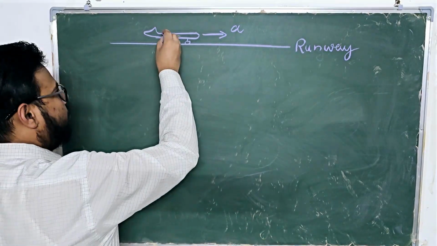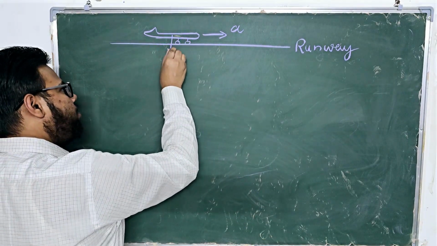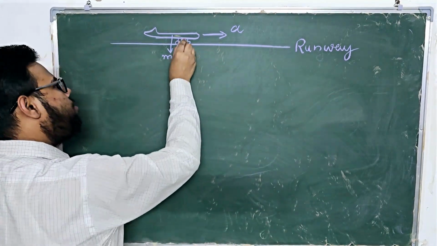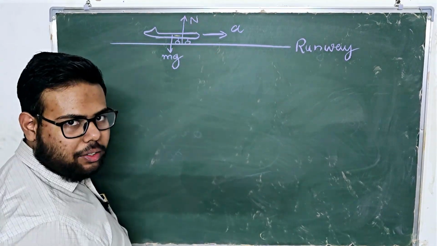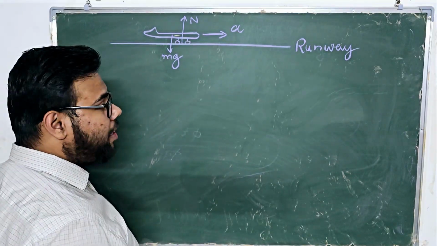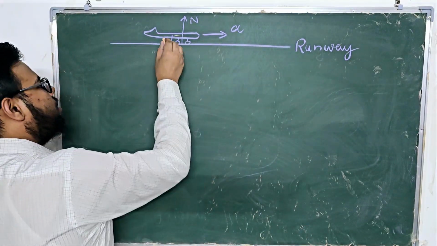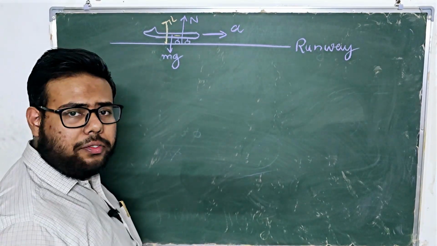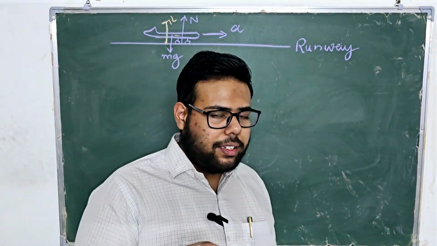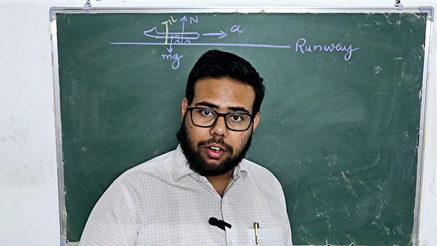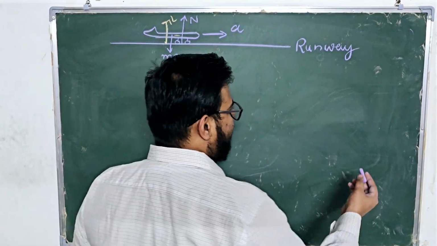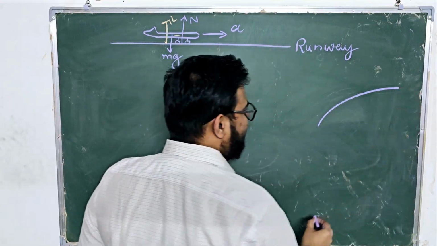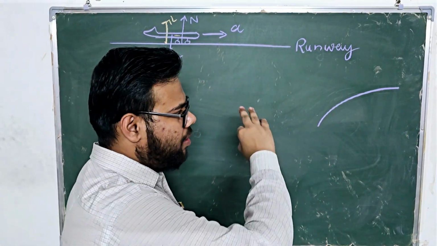Well, there will be an mg force, and since it's on the ground, there will be a normal force N. And there will be a lift force L. Why do we get a lift force? Well, if you have ever seen the wings of an airplane during takeoff, my drawing is not good, so I'll draw just a line over here. I'll show the real diagram in some time.